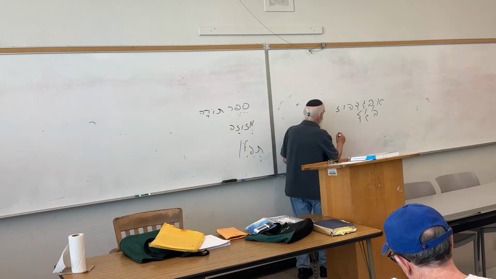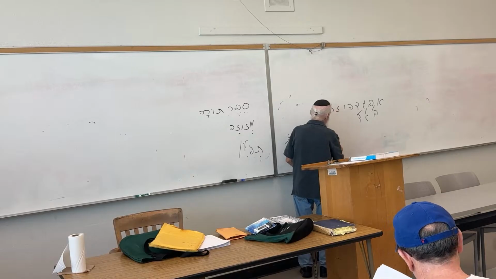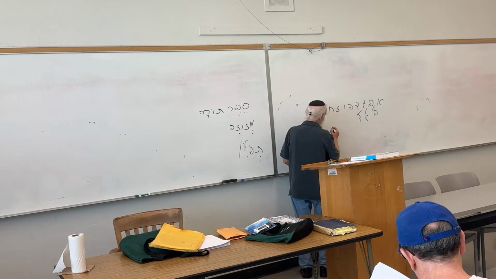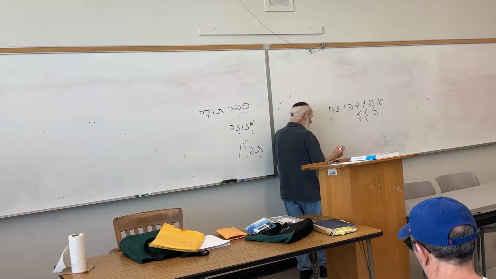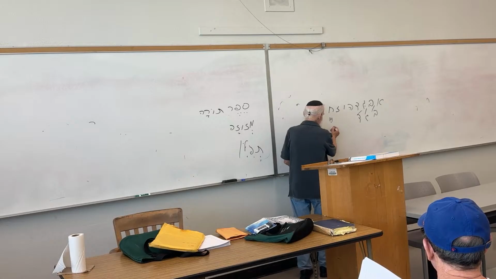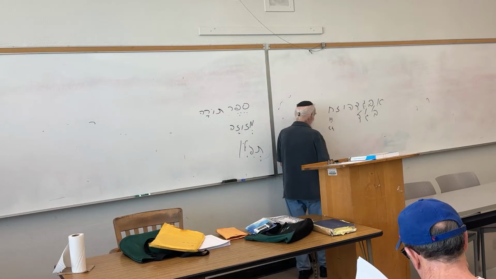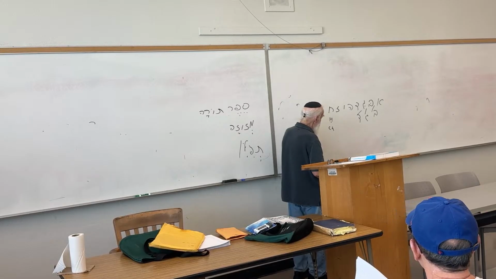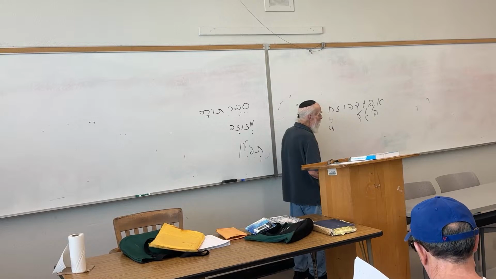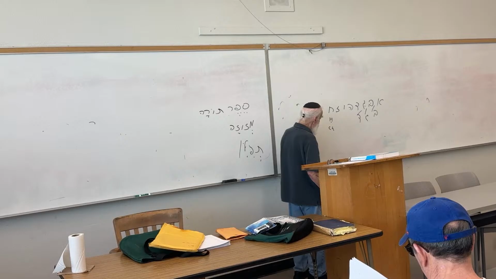The next letter is the letter Het. The letter Het is transcribed as an H with a dot under it. If you want to use popular transcription, you transcribe it as a CH. The Het letter, like the Aleph letter and like the Hey letter, is a laryngeal letter. Ha is from the deep throat. The Het letter.